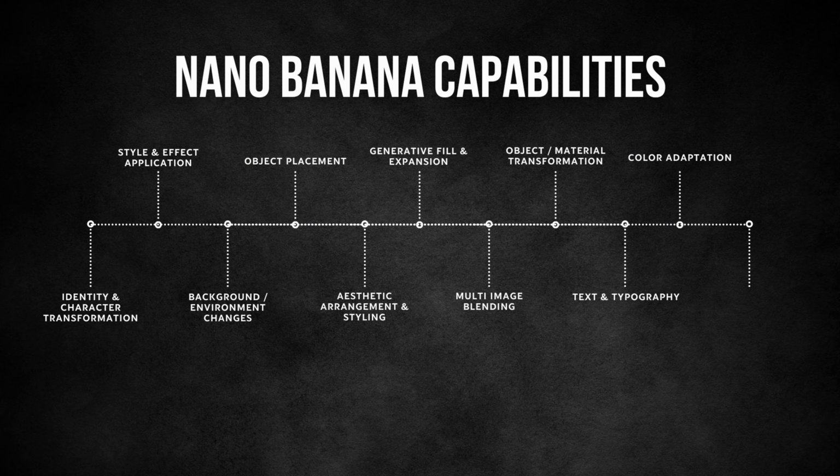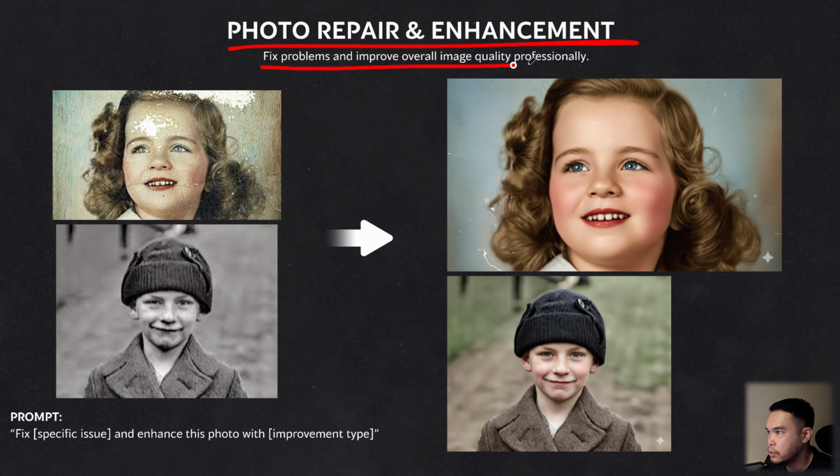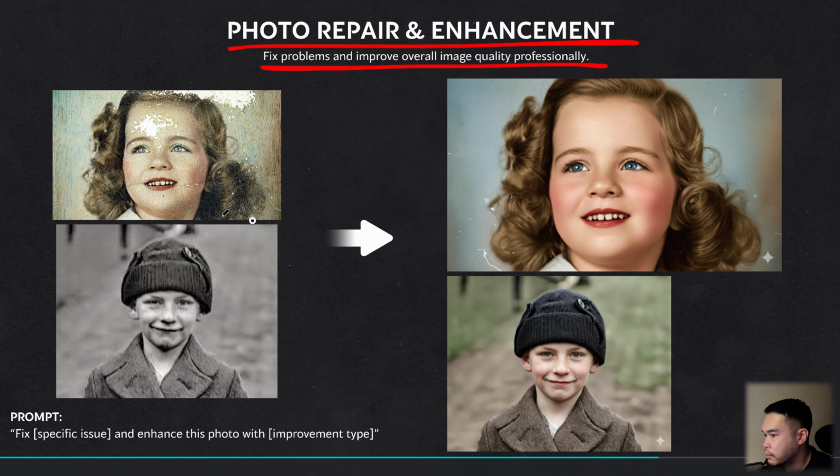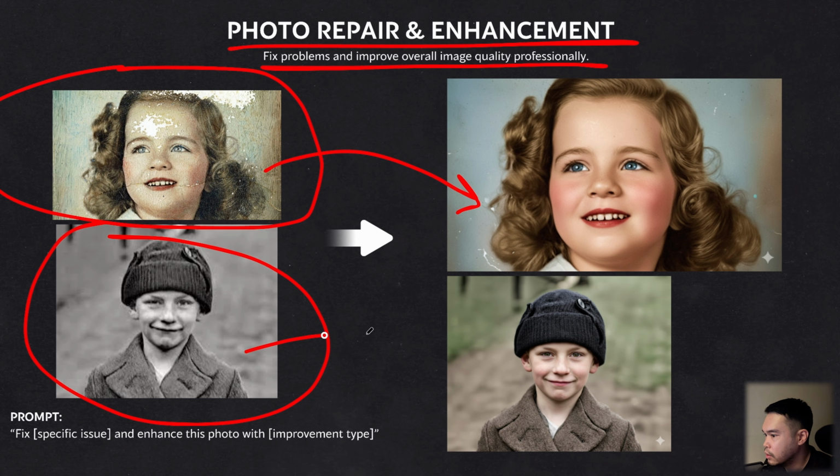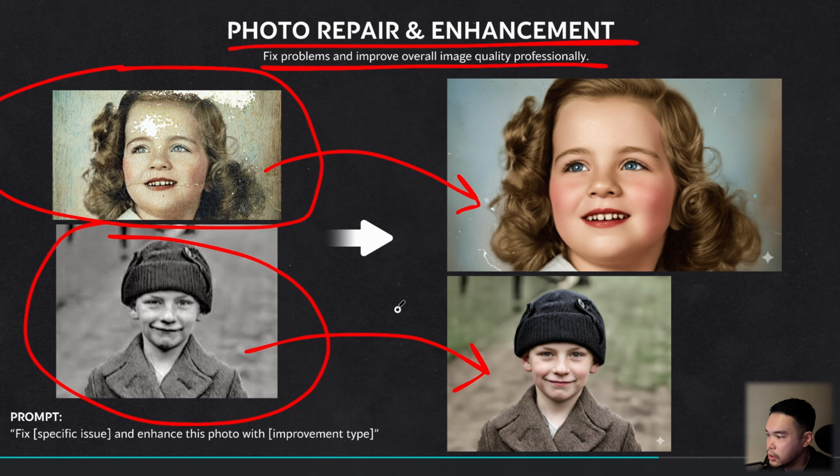And the last capability, and I'm sure you've seen this all around social media as well, is photo repair and enhancement. So it allows you to just fix and improve the overall quality of the image. So these are some images I got off of Google. So this one is just old and it's broken, and this one is grayed and uncolored. And Nano Banana was very easily able to fix this into these images over here.